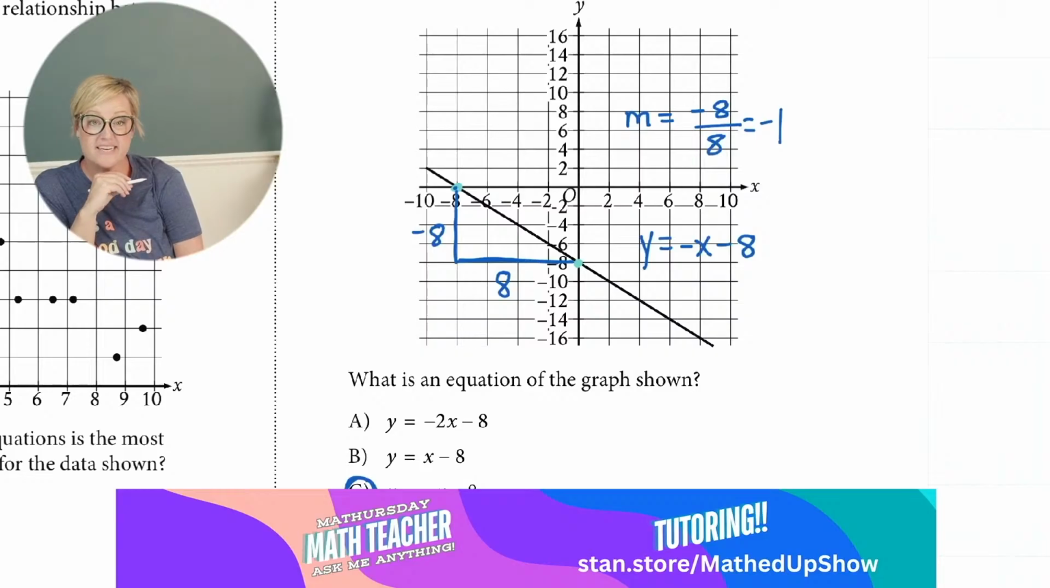Okay, so we know it's a negative slope because it's going down from left to right. Yay! Okay, so anybody that didn't get C, if you have a question, pop it in the chat. Let's talk about it.